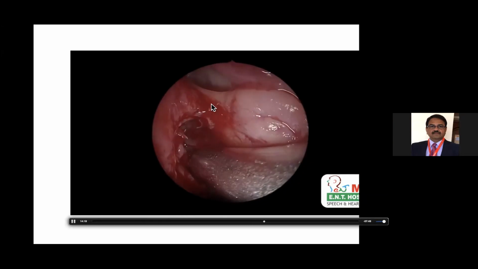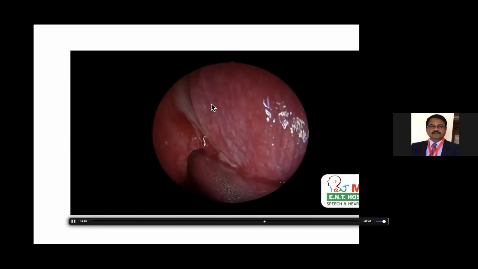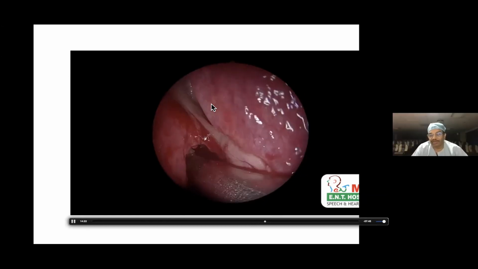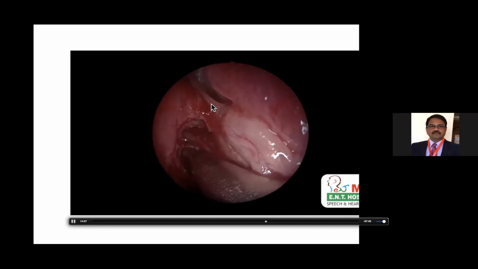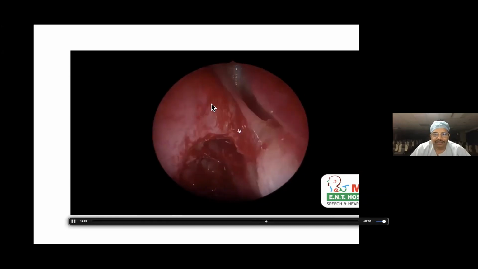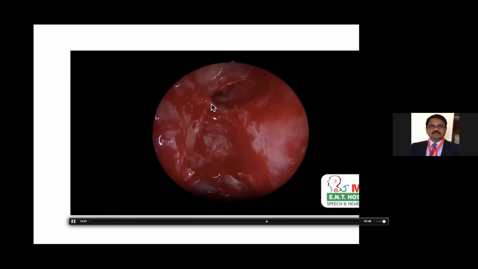So one needs to do a lot of homework before attempting. Yes, that is very important homework on the CT scan. You study the CT scan before and after the infiltration again.